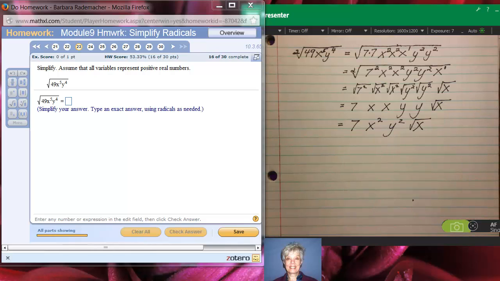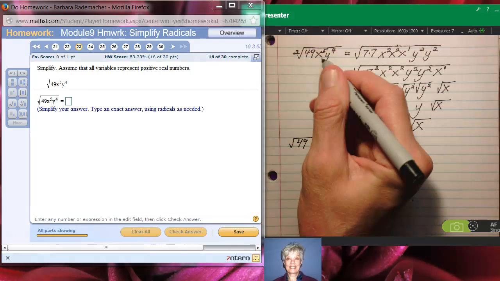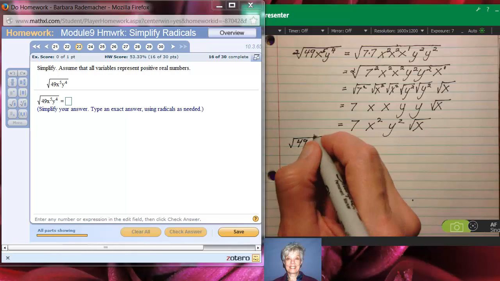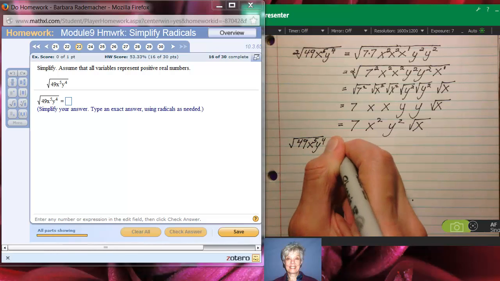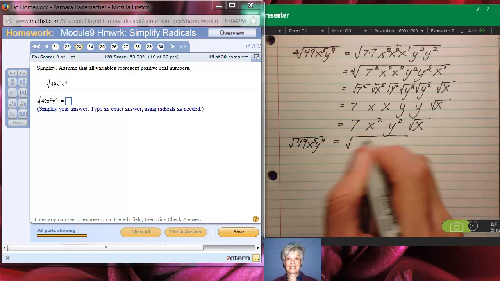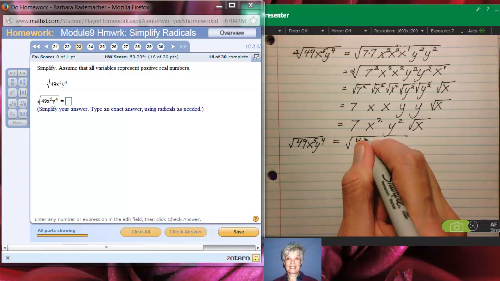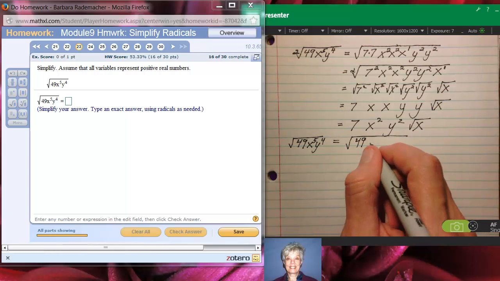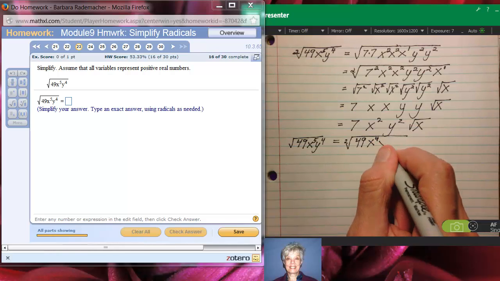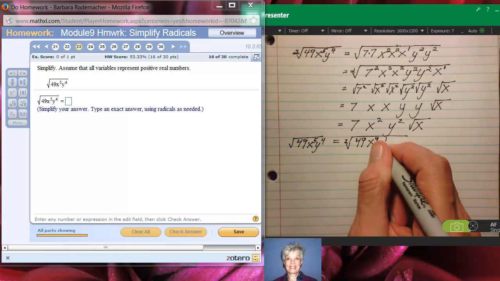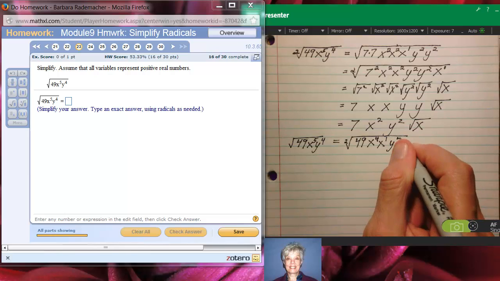You could have done it another way. I was debating whether I should tell you. The square root of 49 times the square root of x to the fifth times the square root of y to the fourth. And now break this down. You know that 49 is a perfect square, and the square root of 49 is 7. And since this is a 5, x to the fifth will break down into x to the 4 times x to the 1, and you know that 2 will go into 4 when you use rational powers. And y to the 4th, well, 2 will already go into 4.